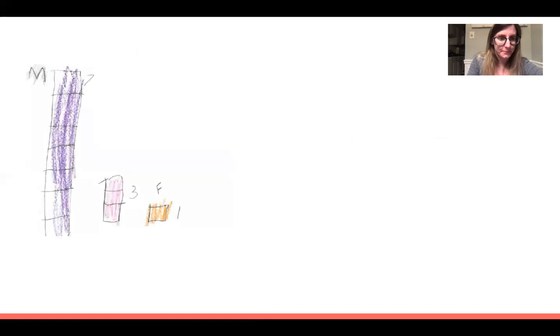Let's look at some ideas of what some other students did, and we can see how these are all the same or different. Okay, look at what this student did. Can you tell someone about this person's towers? Tell me or tell someone near you. What did this person do?